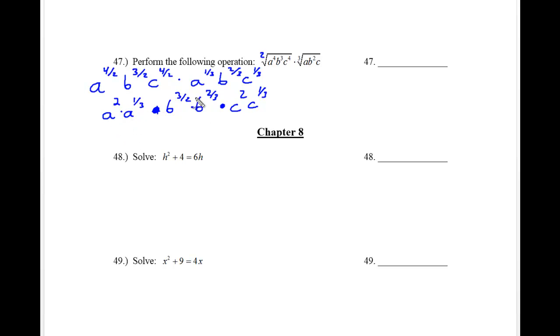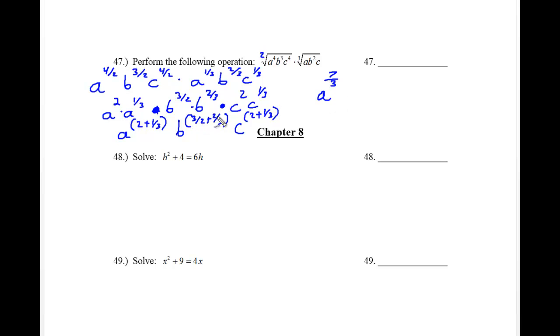Now what I'm going to do is add these exponents together, because if they have the same base, you can just go 2 plus 1/3, and here I can go b to the 3/2 plus 2/3, and then c, and that's going to be 2 plus 1/3 again. Now what I get is a over here. Now 2 plus 1/3, if I get common denominators, would be 7/3. There's 7/3.